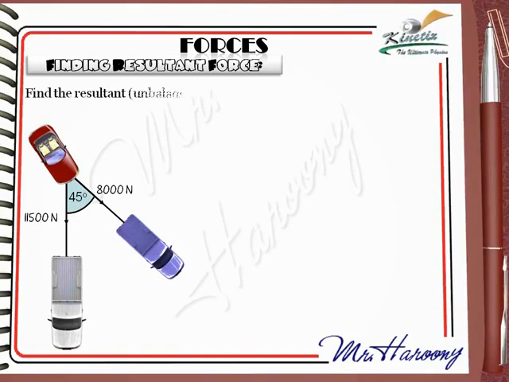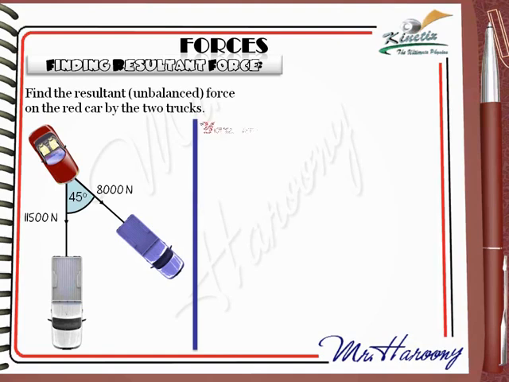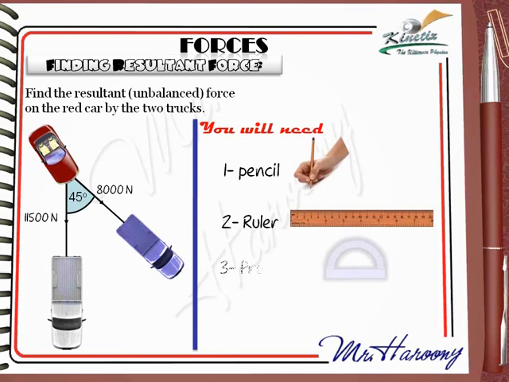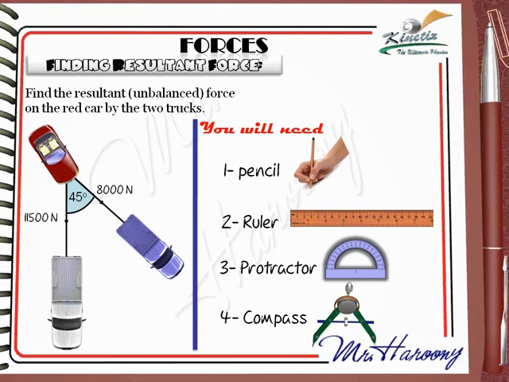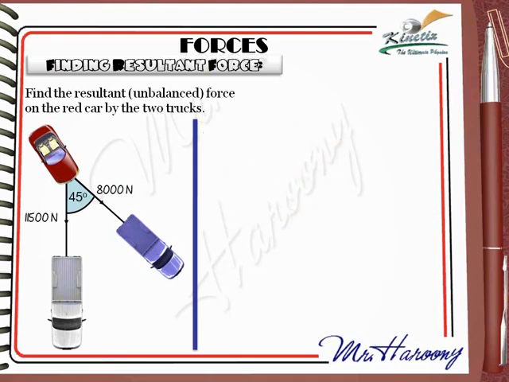To find the resultant force of these two forces using the parallelogram method, you will need number 1, a pencil, number 2, a ruler, number 3, a protractor, number 4, a compass. The first step to draw the force diagram is to choose a suitable scale that can fit your exam paper.